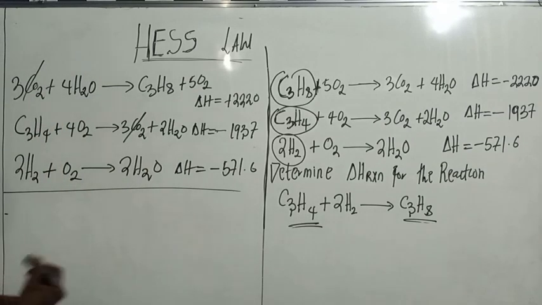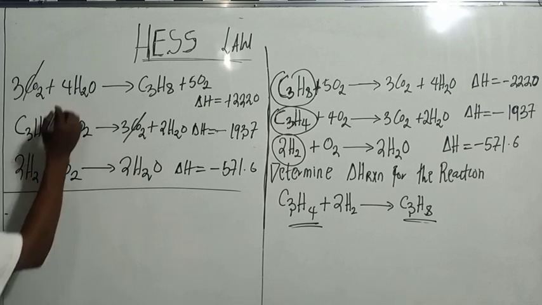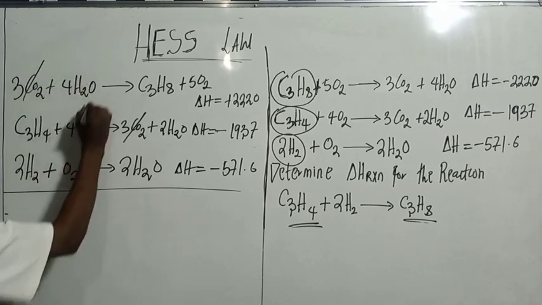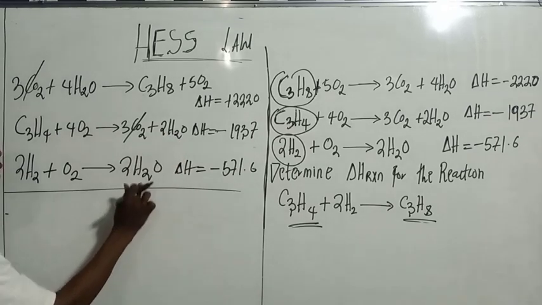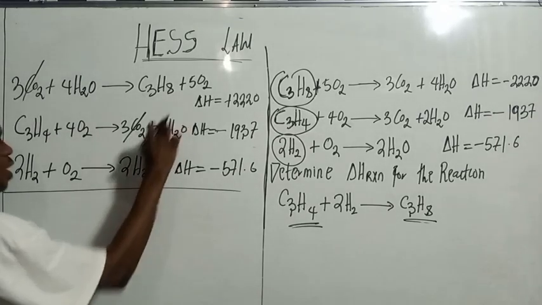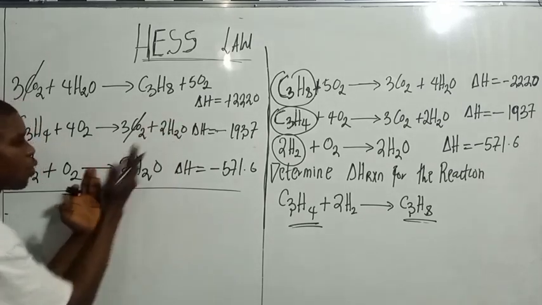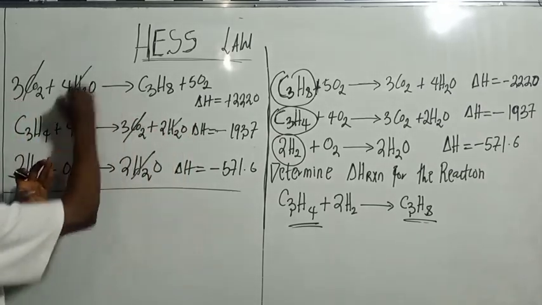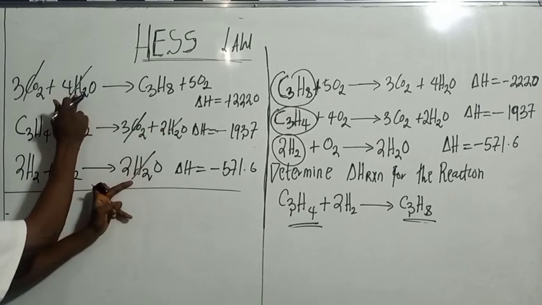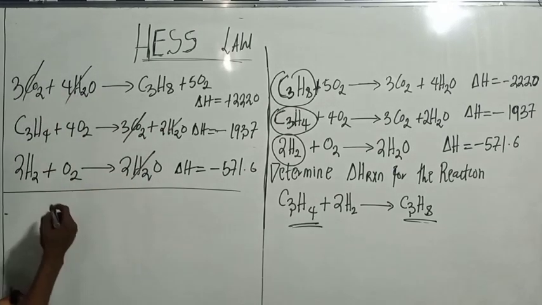The next one I can cancel out is water. Here we have 2 molecules of water on the reactant side and 2 molecules of water here. When we sum them together, remember 2 of them are on the product side, so 2 plus 2 is 4, which will cancel out this one here. So you cancel out.